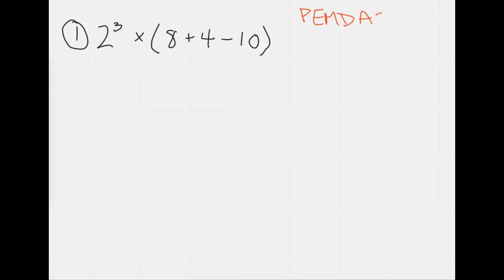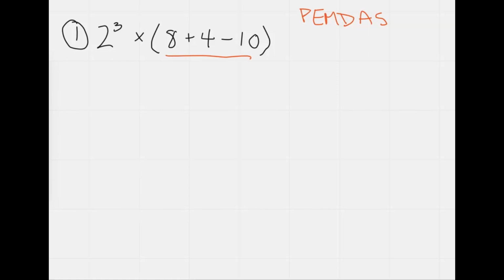So let's look at our first problem. We have 2 to the power of 3 times, in brackets, 8 plus 4 minus 10. Let's think again about using PEMDAS. First, we want to check to see if we have any parentheses or brackets, and we will see that we do. So we want to start out by looking only at what's in the brackets. So we have 8 plus 4 minus 10 in the brackets.